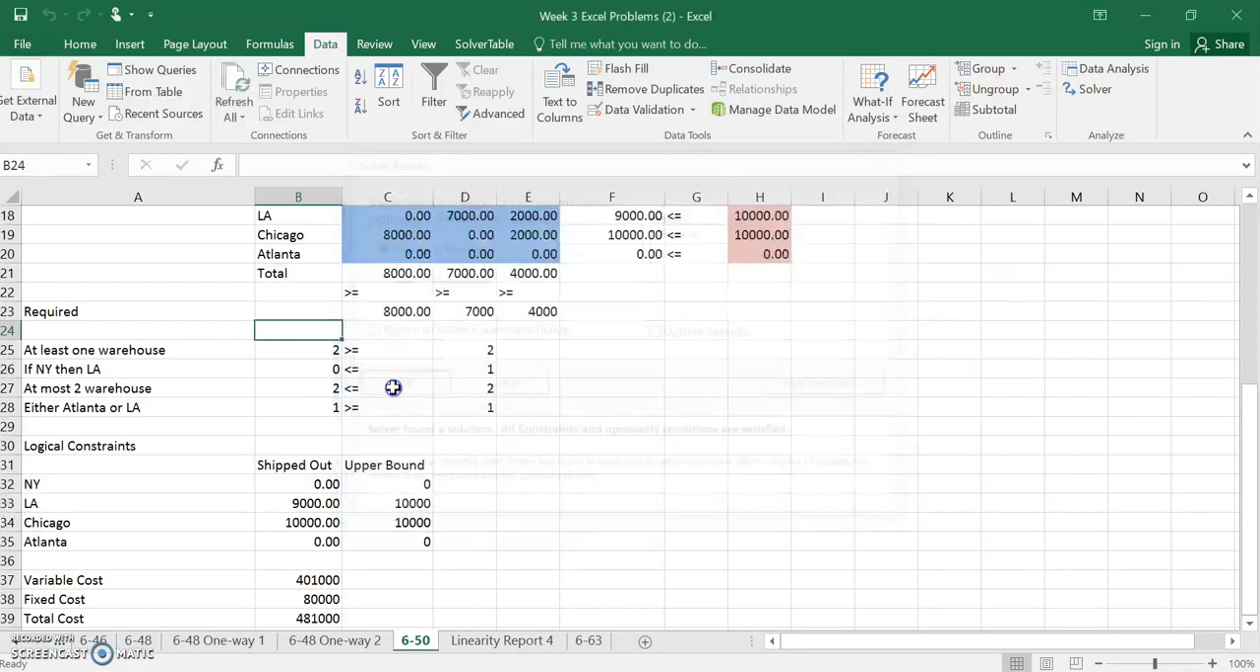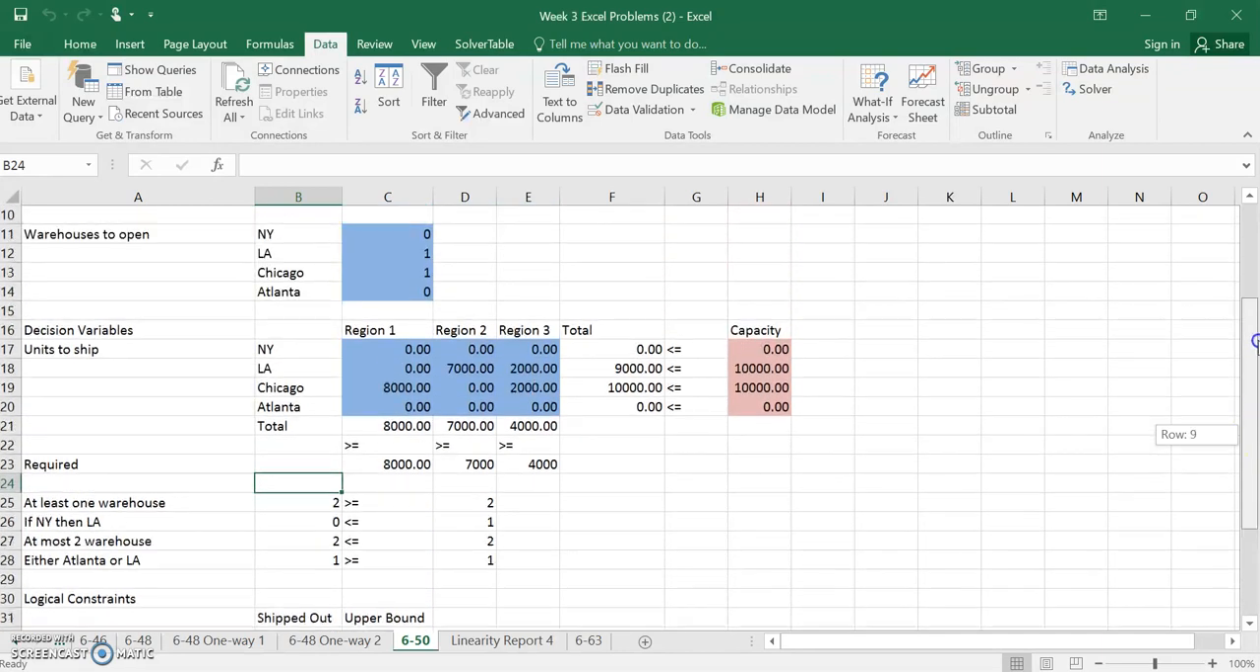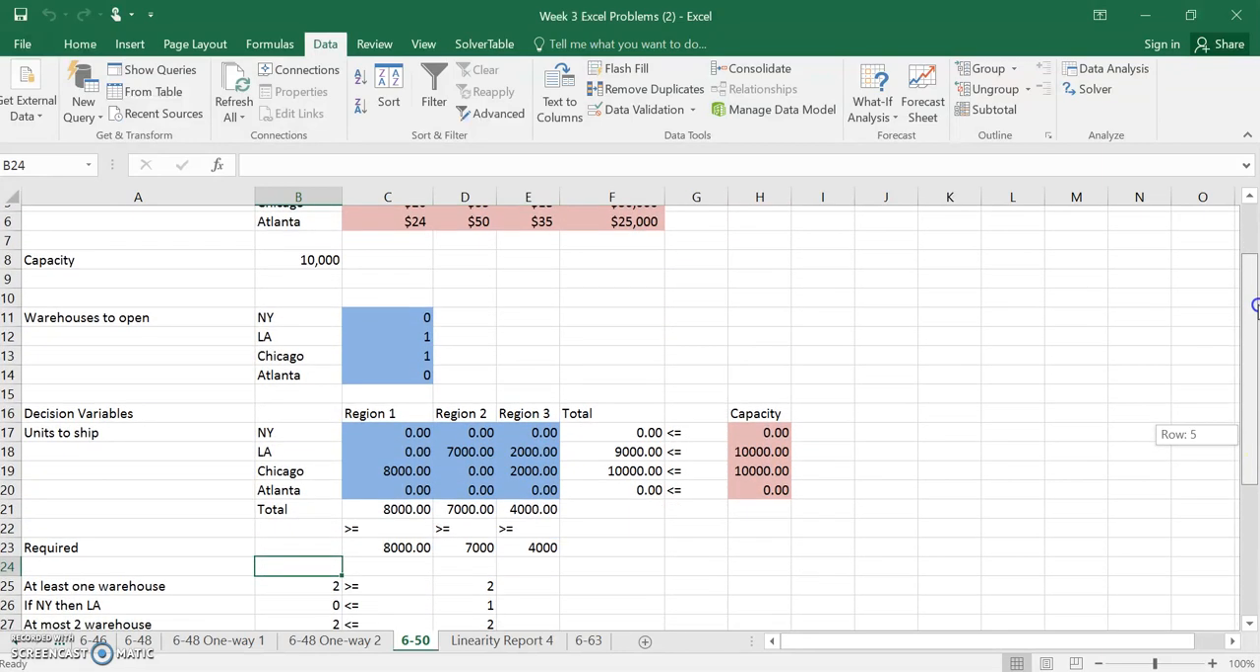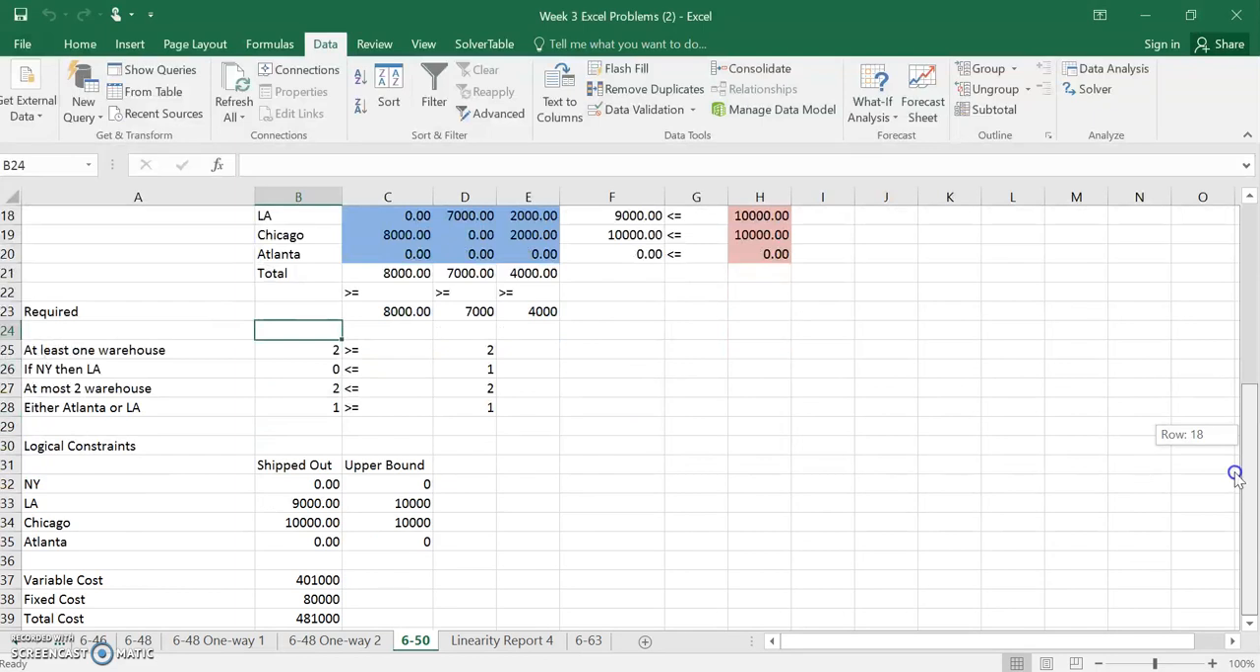Yeah, now we've got it. So we're getting the correct answer, 481,000. All right. And our ship 2 is correct. Yep. So this model is now correct. Again, I believe the issue that held us up before was this either Atlanta or LA constraint. This has to be a sum.